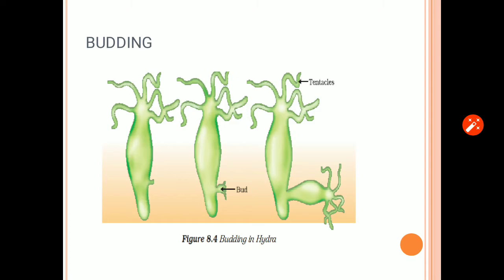Here, beneath the tentacles, anywhere over the body, a small outgrowth appears. Later on, different tentacles and a mouth appear on that small bud, and finally the bud cleaves off from the parental body and becomes a new organism.